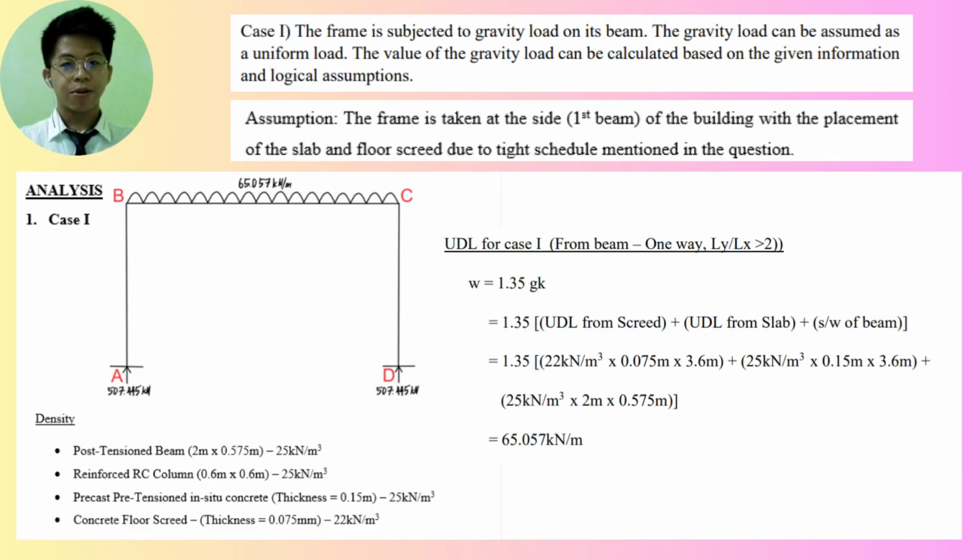I'm Lai and I will be presenting the answer to question 2 for case 1. In this case, we make the assumption that the frame is taken at the side of the first beam of the car park building, with the placement of the slab and floor screed due to the tight schedule mentioned in the question. By referring to the knowledge of reinforced concrete design, the final UDL that we analyzed and obtained on the beam is 65.057 kN per meter.